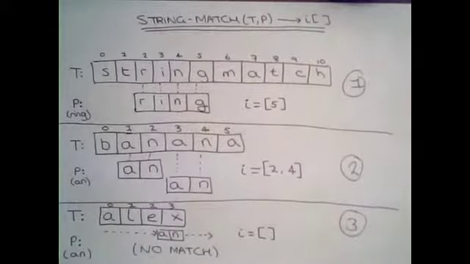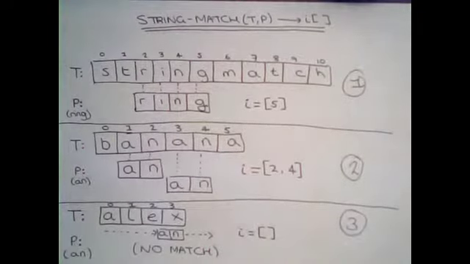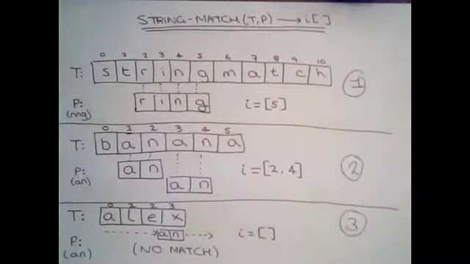In example 1, T equals "stringmatch" and P is "ring". "Ring" occurs only once within "stringmatch", hence I only contains one element. Note that the value stored is the index of the final character of the substring. In example 2, T equals "banana" and P equals "ana". Here there are two occurrences of P within T, hence I holds two values. In example 3, T equals "Alex" and P equals "ana". Although the two do have common characters, P is not found in T in its entirety, hence there is no match and I holds no values.